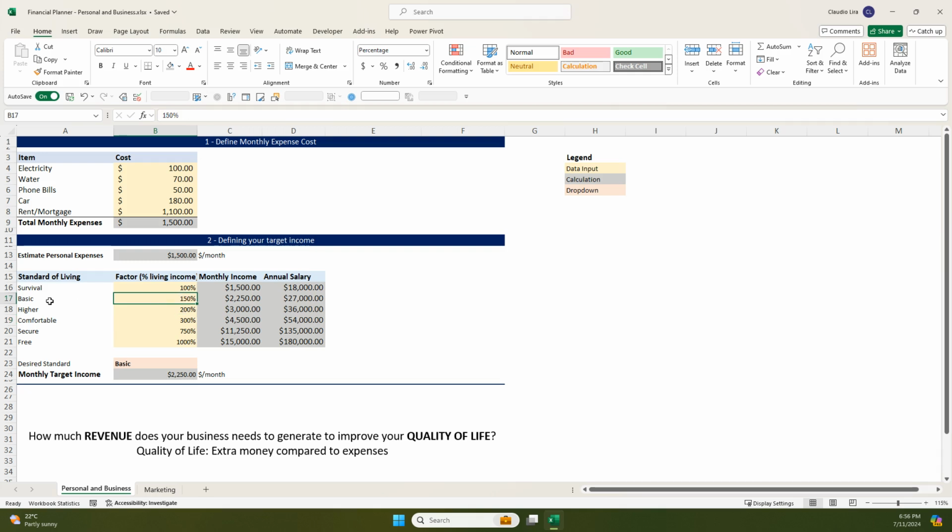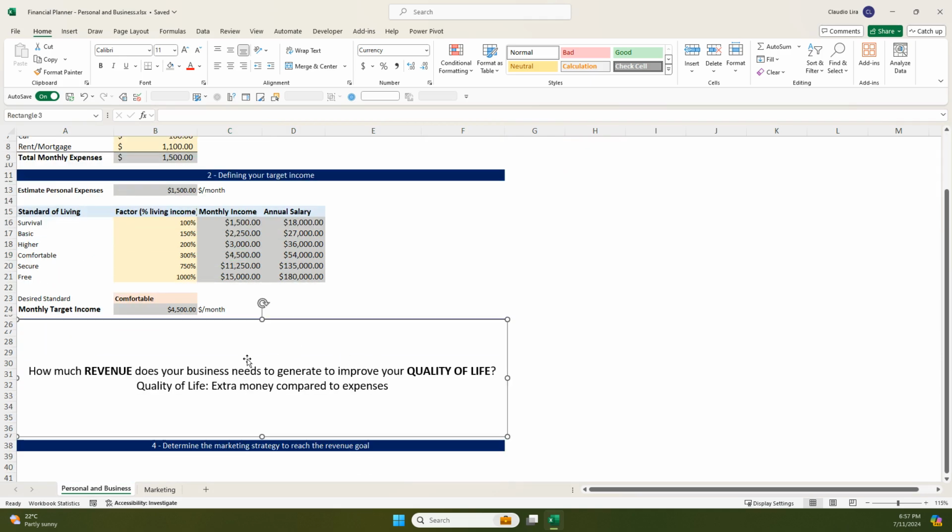What really matters is that there are higher standards of living that depend on what your expense is and how much more income you want to be making compared to your expenses, and that's going to give different values here that should be the target income. So that's how we define our target income, by defining the desired standard of living, and that gives us this result.